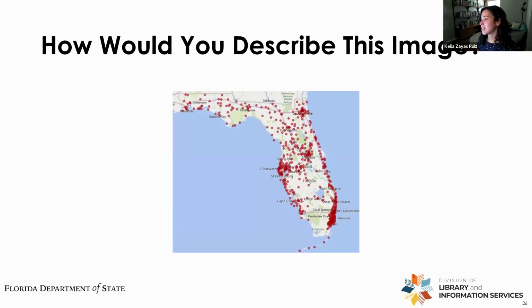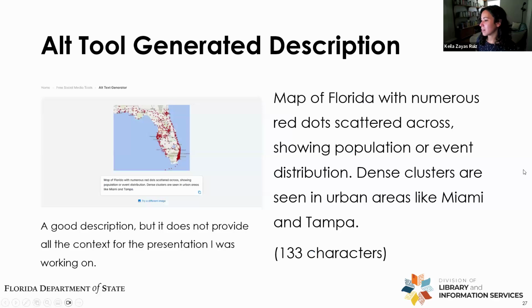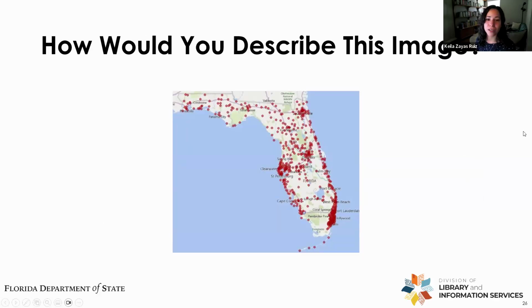I would say this is a map of Florida with red dots. But I don't know what the red dots show. But it's points of interest, I guess. Yeah, no, that's not bad. Anybody else want to give a try? Well, that's a pretty good attempt at it, Kayla.